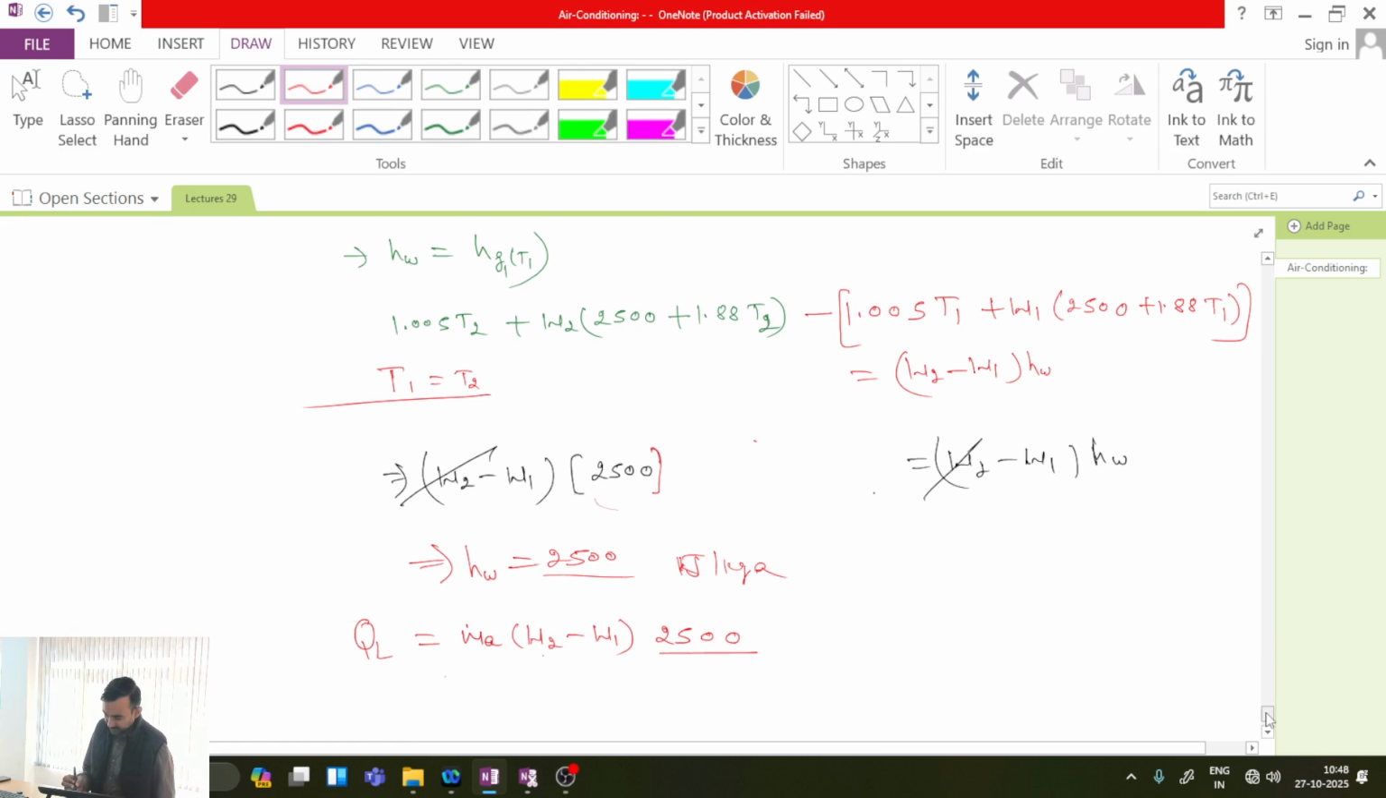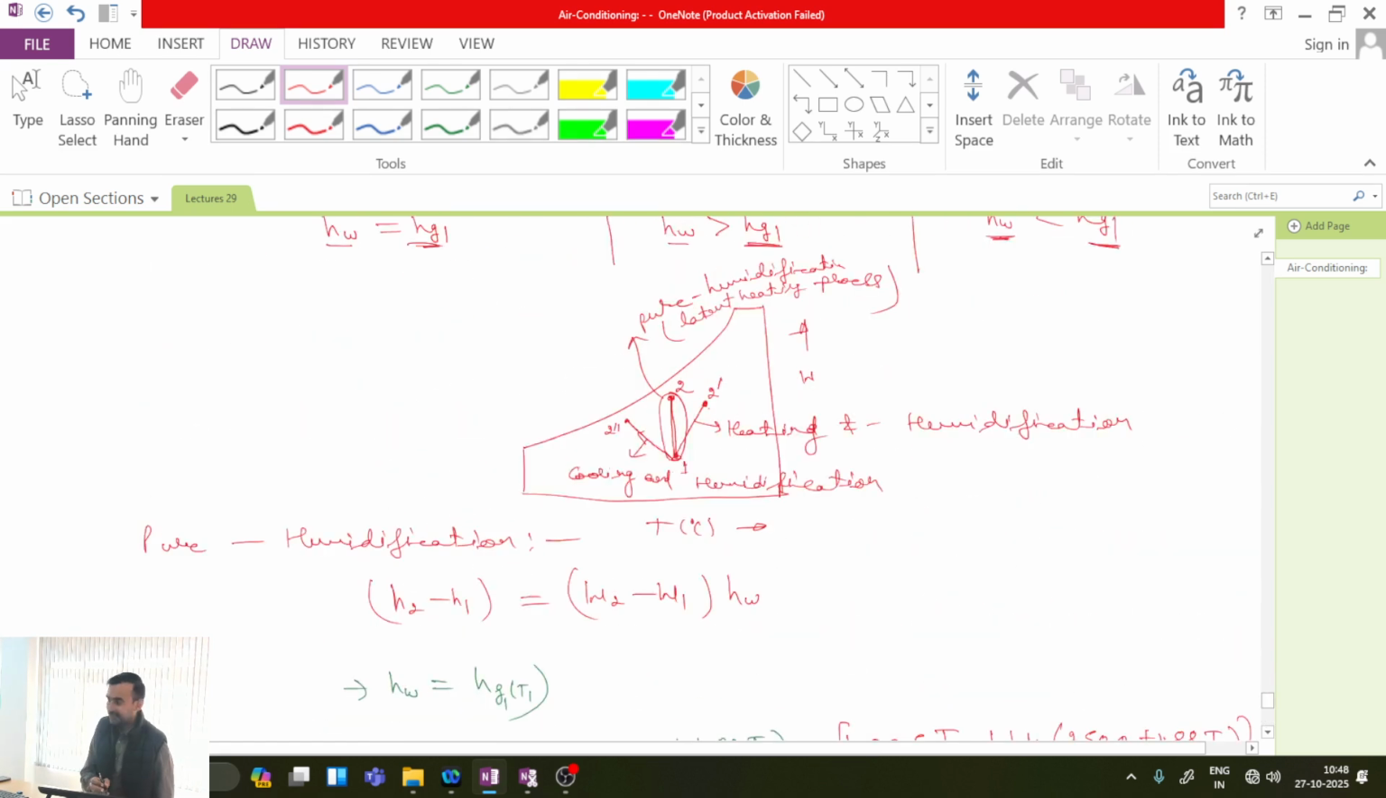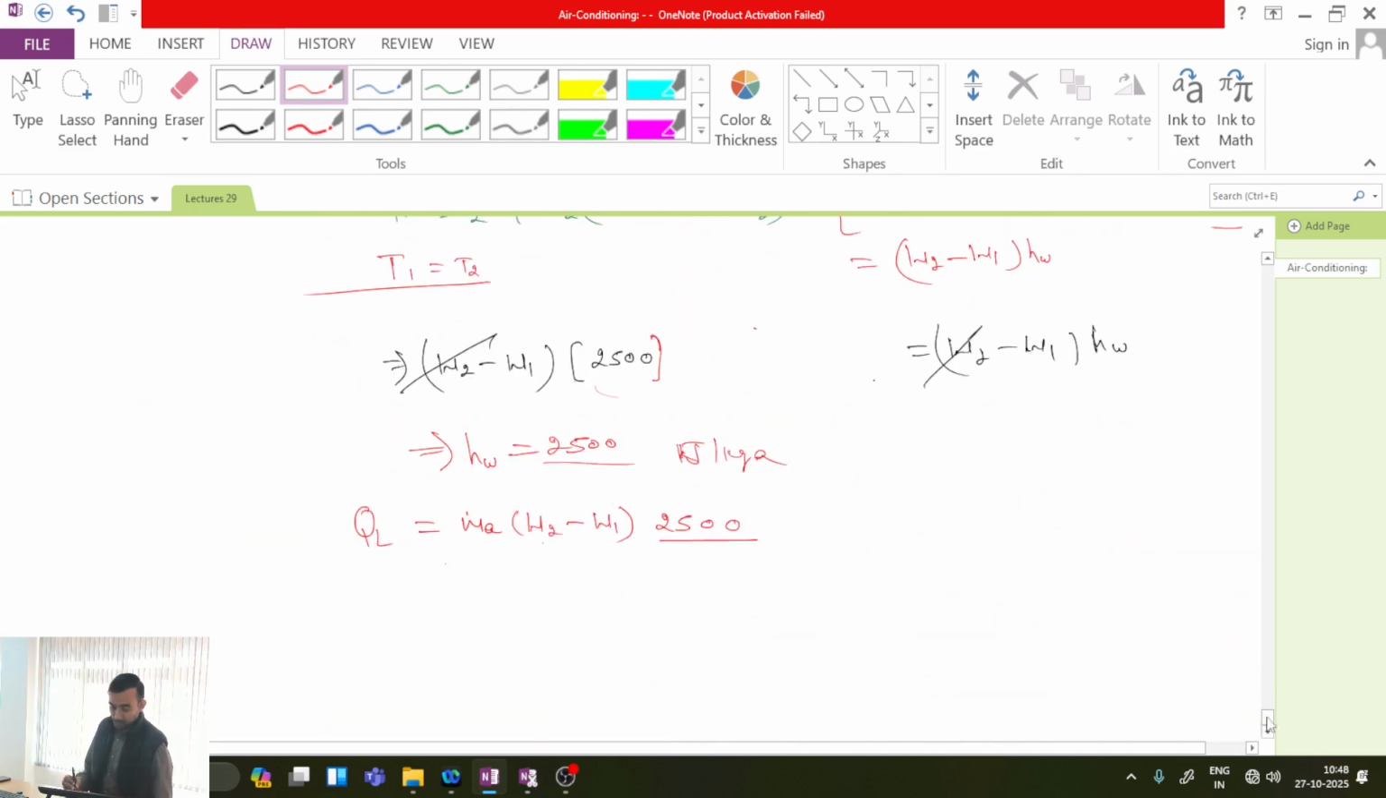If it is different, then this will happen. Okay, but why are we studying this pure humidification process? Let me explain. Whenever we are designing an air conditioning system, typically we design it for, say, an auditorium. In an auditorium, 1,000 people are sitting. When 1,000 people are sitting for 3-4 hours, what will happen?